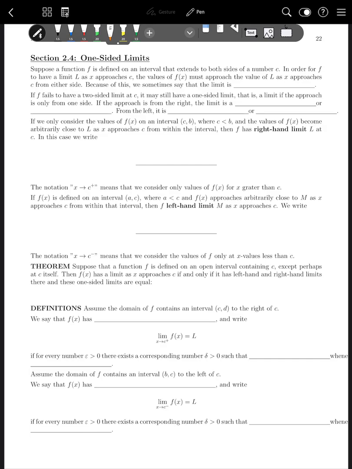So suppose a function f is defined on an interval that extends to both sides of the number c. In order for f to have a limit L as x approaches c, the values of f of x must approach the value L as x approaches c from either side. Because of this, we sometimes say that the limit is undefined.